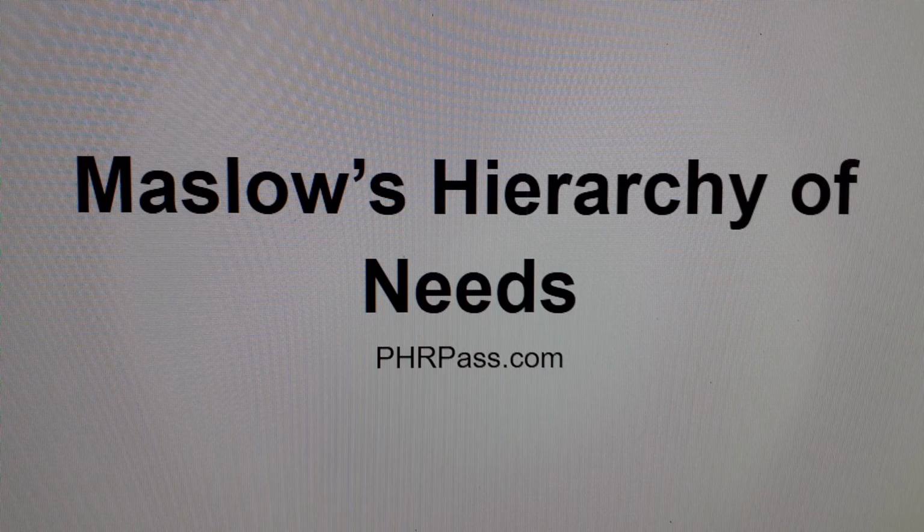Level 2, security of body, employment, resources, morality, the family, health, property. Level 3, friendship, family, sexual intimacy. Level 4, self-esteem, confidence, achievement, respect of others, respect by others. Level 5, morality, creativity, spontaneity, problem solving, lack of prejudice, acceptance of facts.